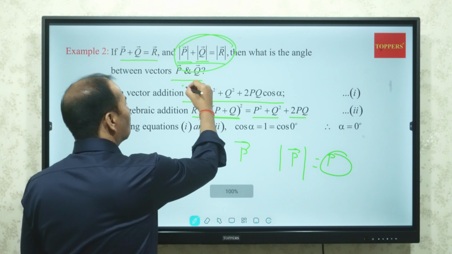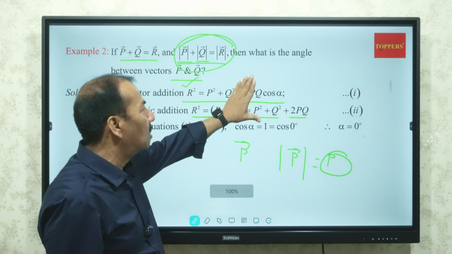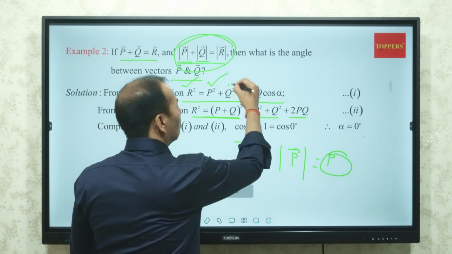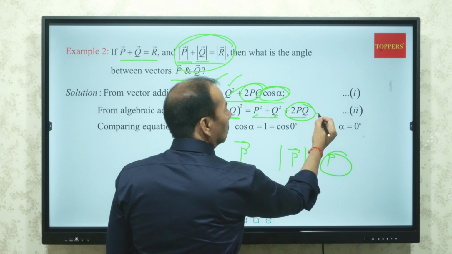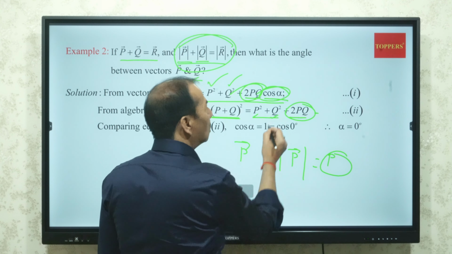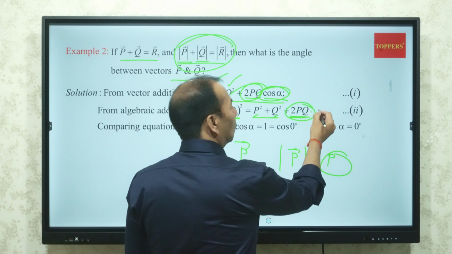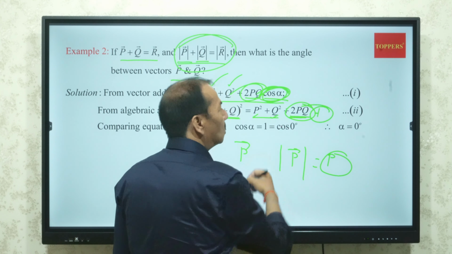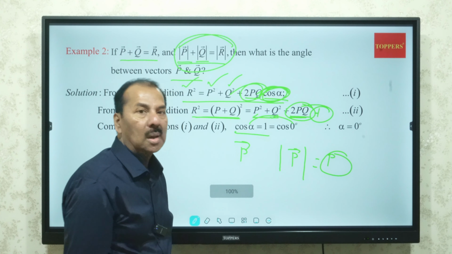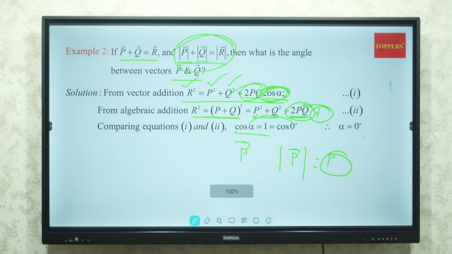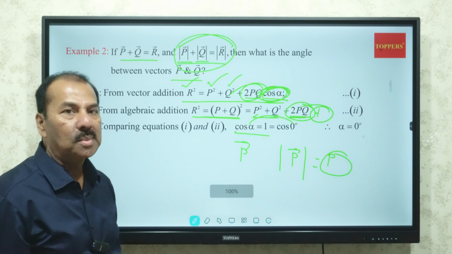Now see here, in equation 1 we have r square, and in equation 2 also r square. So the left side is the same, so the right side has to be the same. p square and q square are the same, and twice of pq is also there. Cos alpha is absent here, but the coefficient of 2pq in the first equation is cos alpha, and the coefficient of 2pq here is 1. It means cos alpha is equal to 1, and when cos alpha is equal to 1, alpha is equal to 0 degrees. So this gives you the angle between the vectors p as well as q.